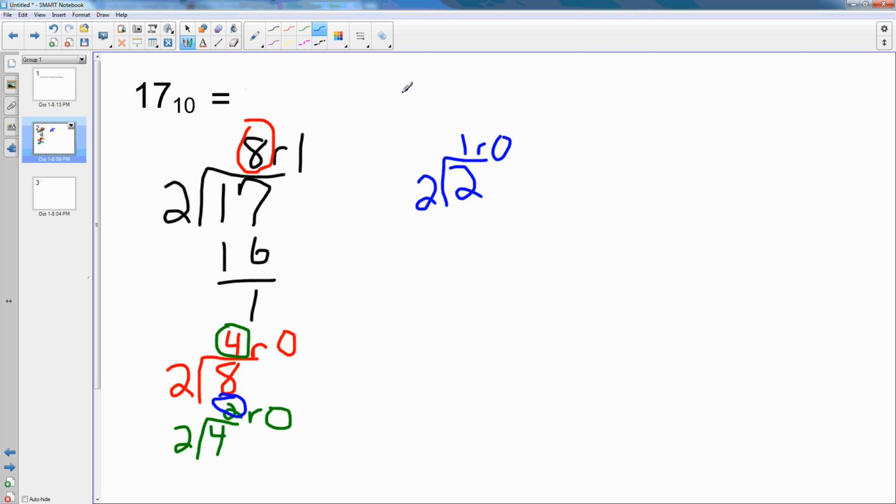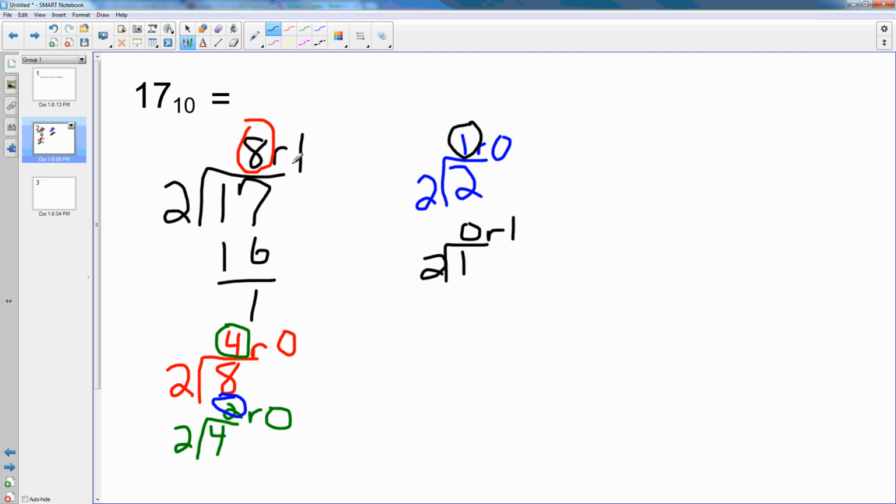Okay, and then I'm going to take the 1 right here, and divide that by 2, and 2 goes into 1 0 times with a remainder of 1. Now I'm at 0, and every time I divide, 0 divided by 2 is going to be 0, it's just going to keep going over and over again. At this point, once you get to 0 here, it's time to stop.